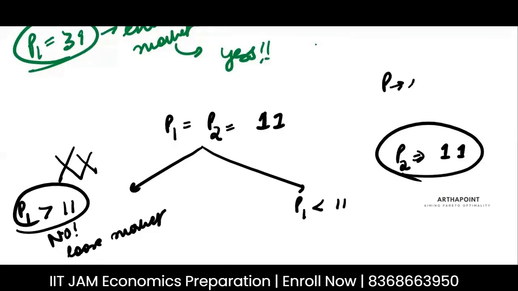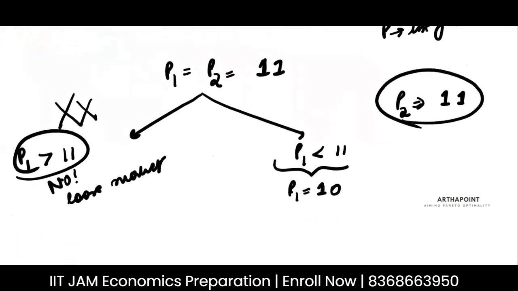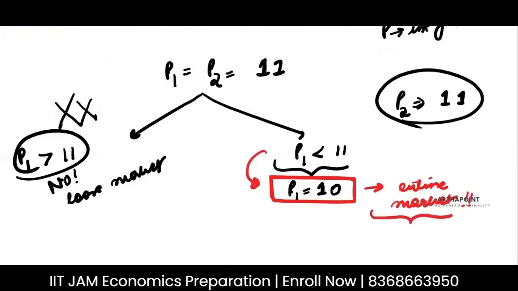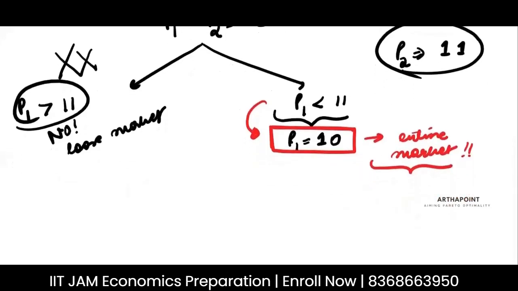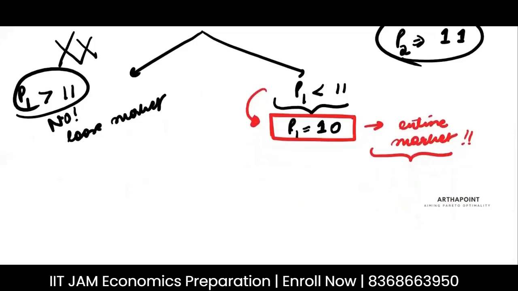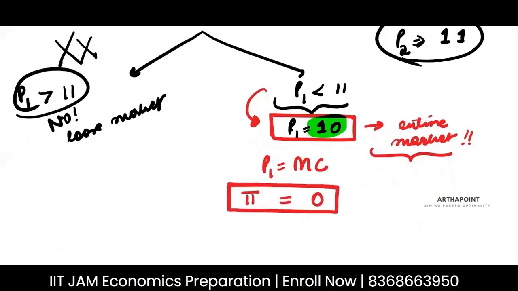Well, because price can only take integer values, going below 11 would mean that you will go to 10. In case you go to 10, you will get the entire market. No doubt in that. It's a very good proposition: lower your price to 10 and get the entire market. But let's just think for a while here. When you lower your price to 10, your price is exactly equal to marginal cost. So your profit will be 0 because price is equal to cost. So you are going to make no profit.